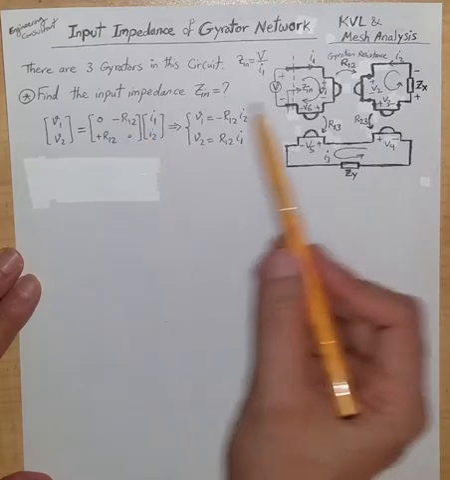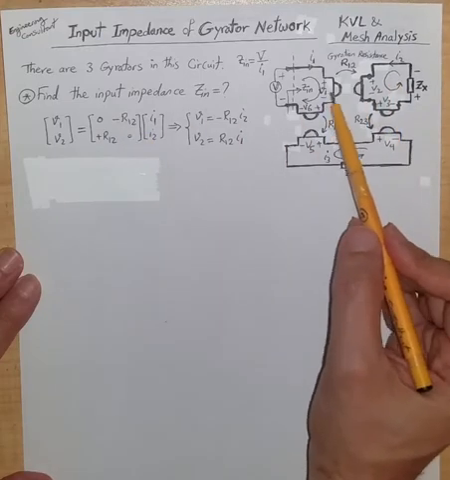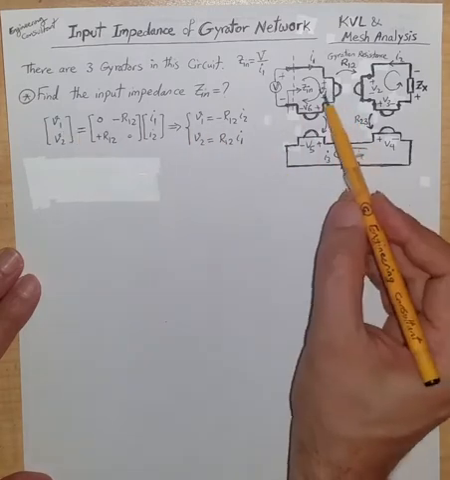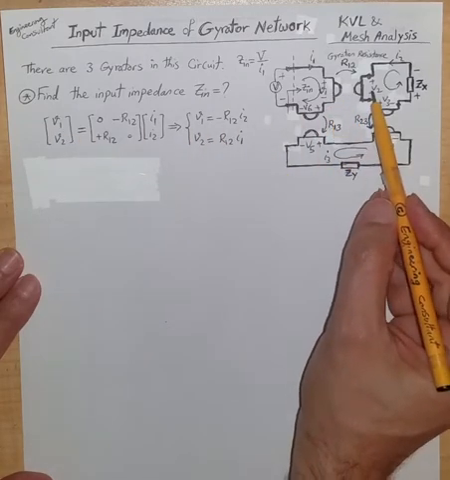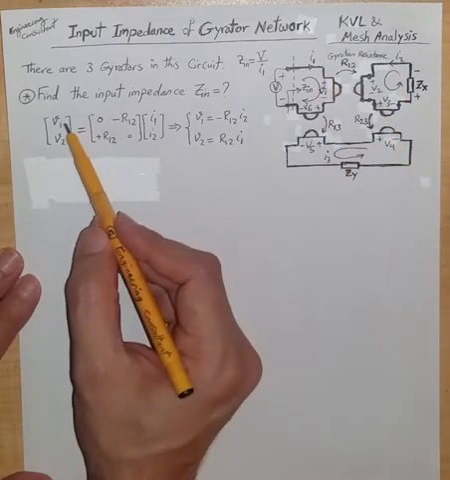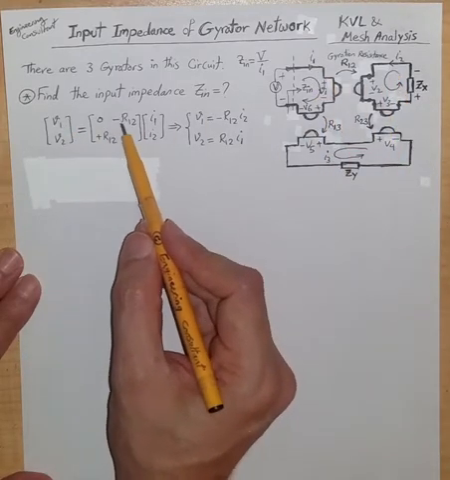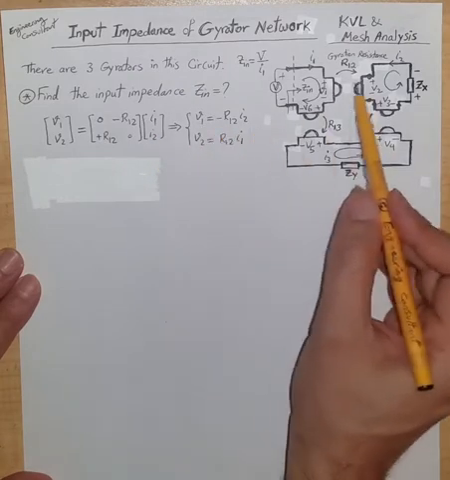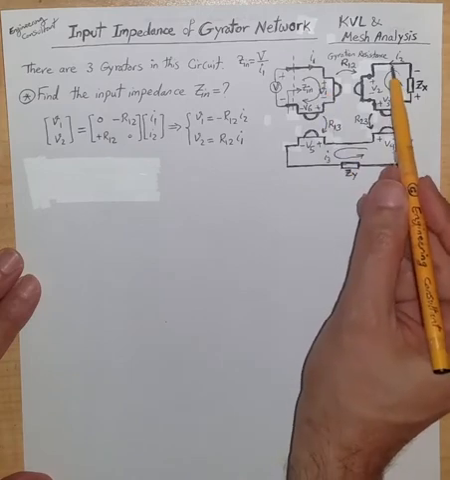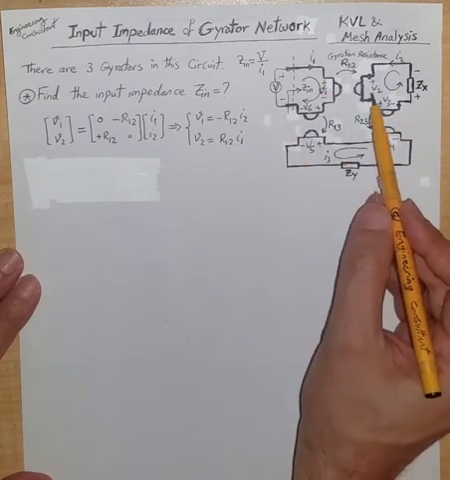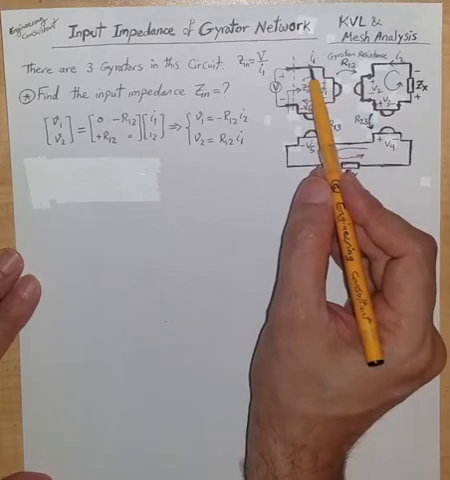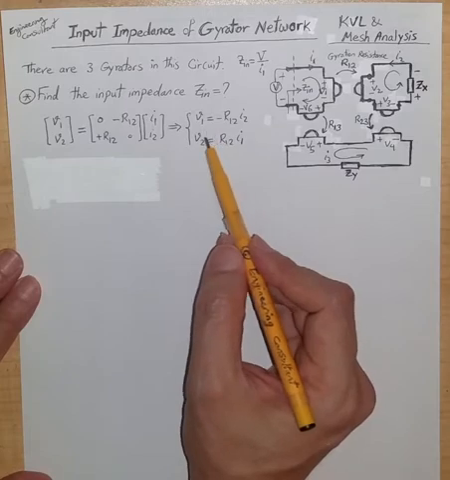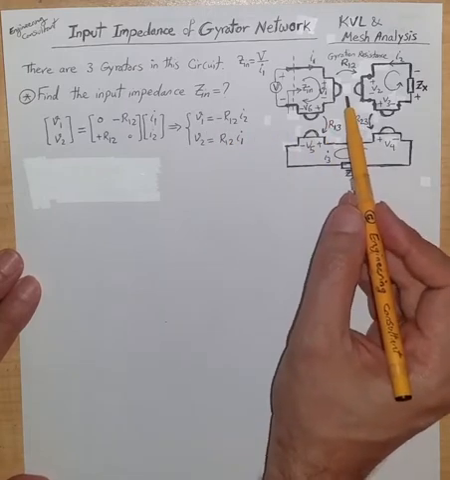The way the voltages and currents of the two ports are related to each other for an ideal gyrator is like this. For this one, V1, V2 and I1, I2 are related like this: [V1, V2] equals the matrix [0, minus R12; plus R12, 0] times [I1, I2]. Basically, V1 is minus R12 times I2 with this direction, and V2 is R12 times I1 with this direction. That's the relationship between the voltages and currents for an ideal gyrator.